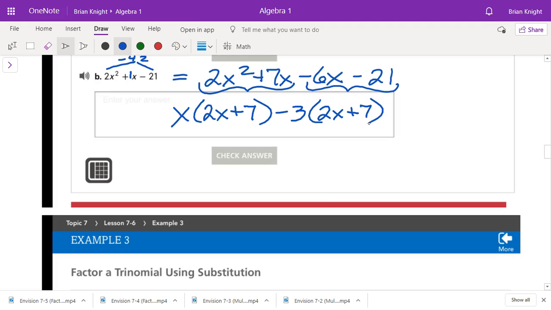Okay? Now, if you haven't noticed yet, every time you do this, these should be what? The same. If they're not, you're probably messed up. Now, I'm not trying to tell you they're always going to be the same, but for now, since they're just now teaching you how to do it, they'll probably be the same. And if they're not, that doesn't mean you're wrong necessarily. It just means I would double check my work. So, since these are the same, I can bring these out front. 2x plus 7 times x minus 3.